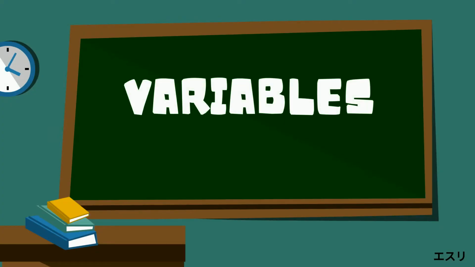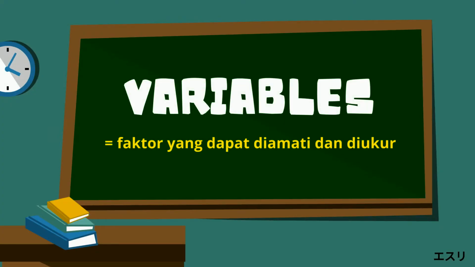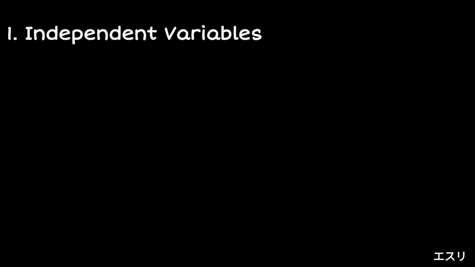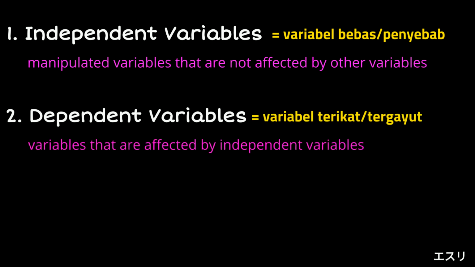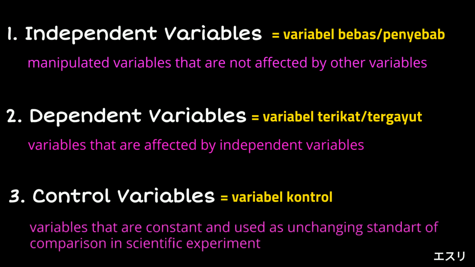Before we continue to the next step, I will introduce to you about very essential term in research called variable. Variables are factors which can observe and measure. There are 3 kinds of variables in research. 1. Independent variables, 2. Dependent variables, and 3. Control variables that are constant and used as unchanging standard of comparison in scientific experiment.